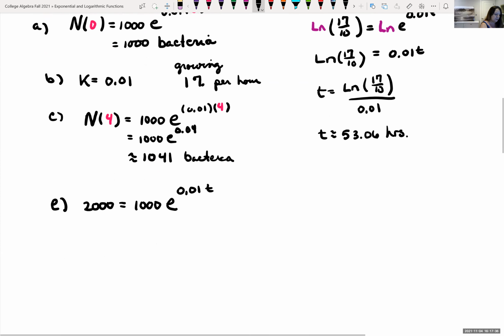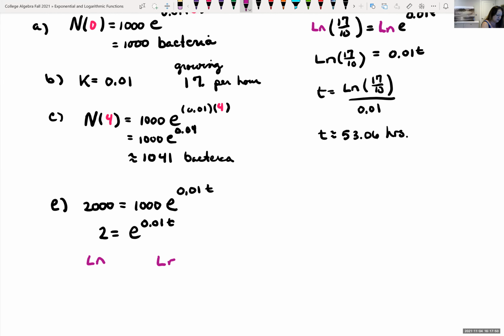So we can do that by dividing both sides by 1,000. 2,000 divided by 1,000 is 2 equals E raised to the 0.01 T. Again, we're going to use logs to help us solve. So take the natural log of both sides of our equation. We get the natural log of 2 equals the natural log of E raised to the 0.01 T. Natural log of E is just its exponent, because it's saying E raised to what would give us back this E raised to the 0.01 T. So it would be 0.01 T.